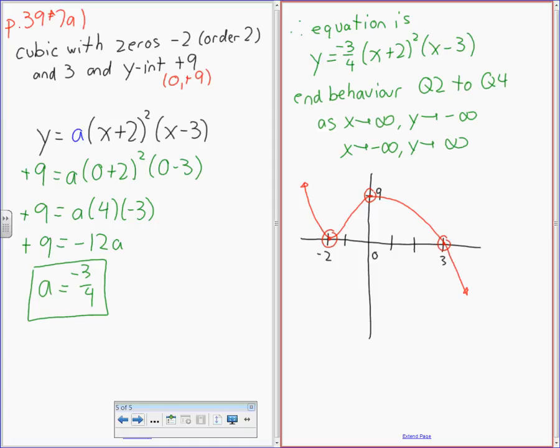Is the a value again just the stretch? That's what it's going to be. We're going to talk about those transformations today. Okay, are we okay with the logic of this one before I move on too much? Okay. I'm going to get you guys to try one more.